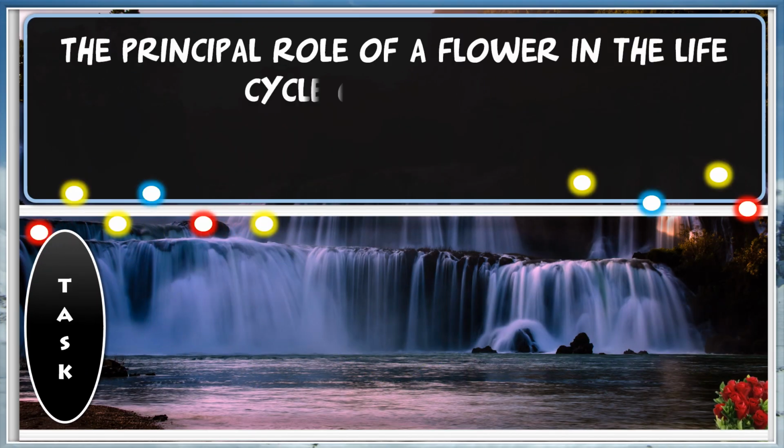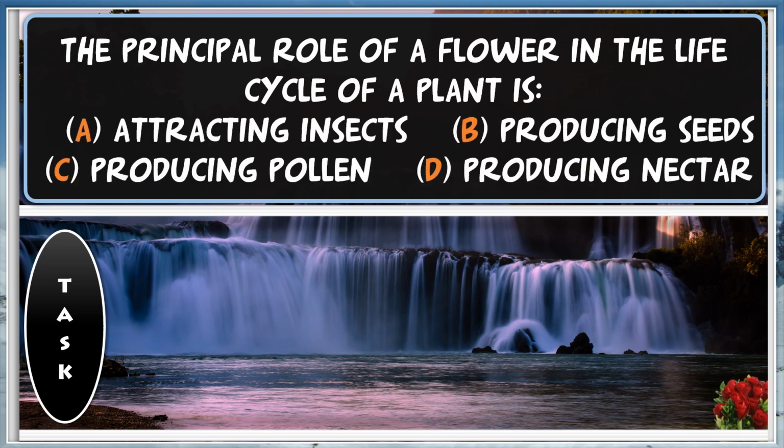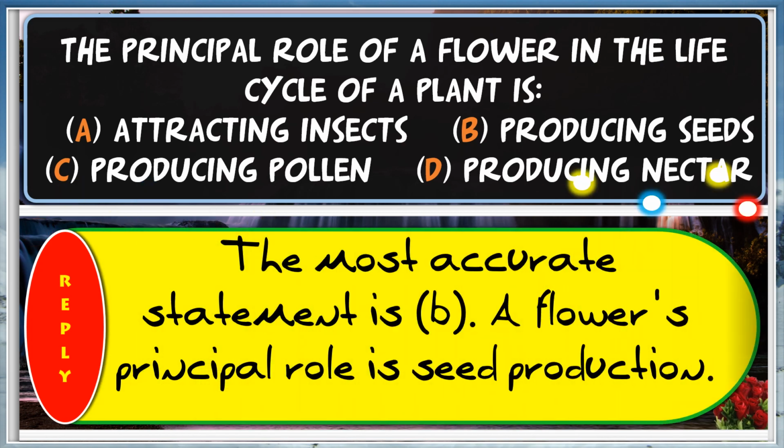The principal role of a flower in the life cycle of a plant is: A. Attracting insects. B. Producing seeds. C. Producing pollen. D. Producing nectar. The most accurate statement is B. A flower's principal role is seed production.